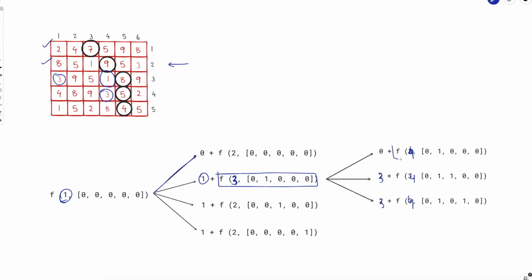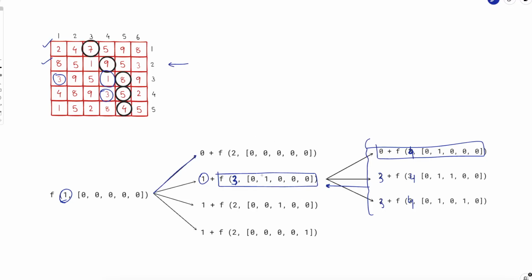Again, for this, you will have some value. So this is one of the possible values for this particular state. This is one of the possible values for this particular state. And this is another possible value. You will take max across all of this, and this will be your final value of f of 3 comma 0 1 0 0 0.